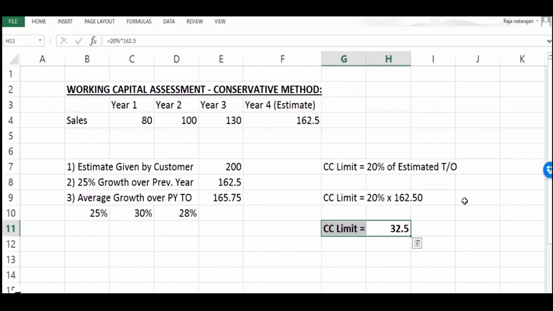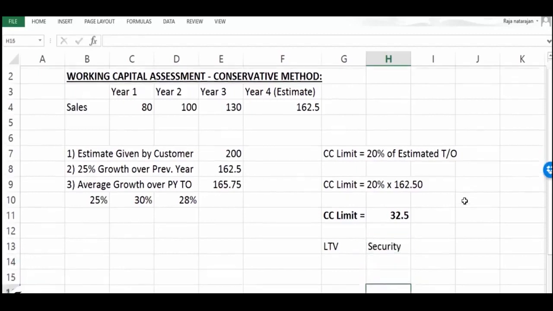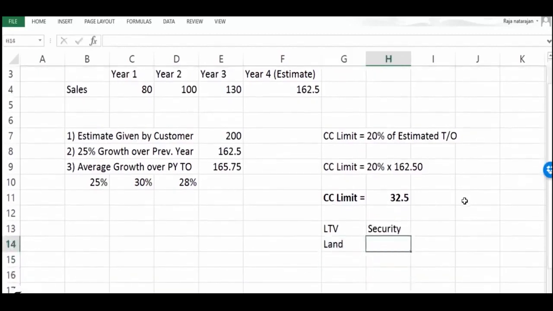And we have to ensure that if the bank is very particular about the security, then this 32.5 is adequately covered by the security. So for that, we have to look into the loan to value norms, because the banks will have something known as LTV norms, and let's say they are going to give some security. Security is something like, say, land. Then with land the comfort level could be very low for the bank, but if it is something like residential property or, say, commercial property, the comfort level will be high.